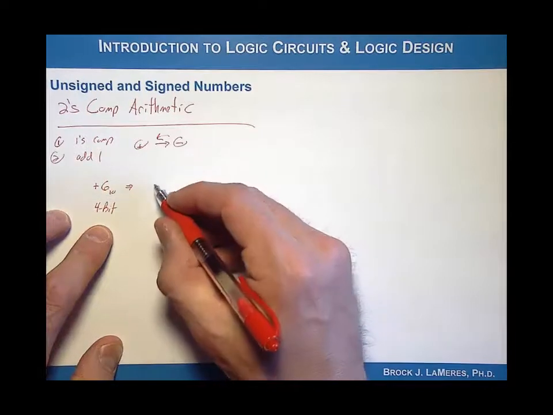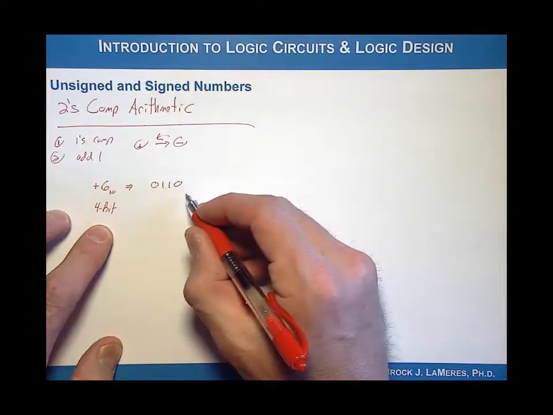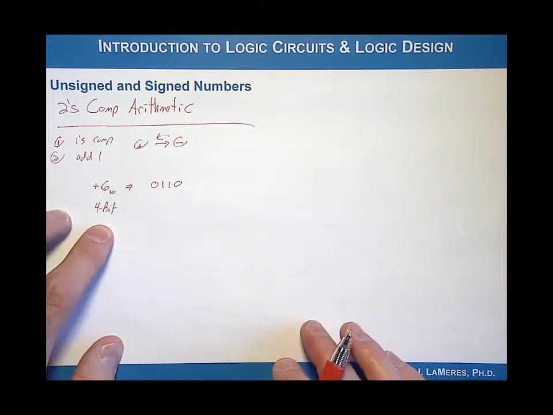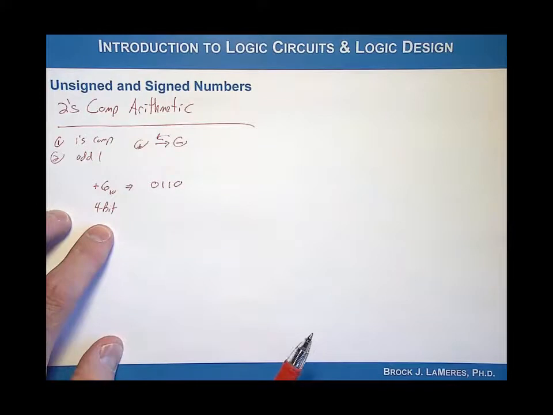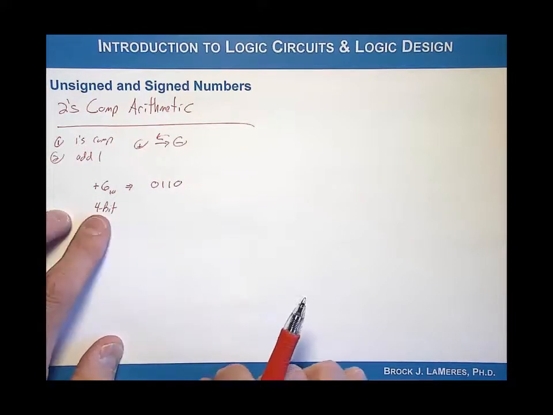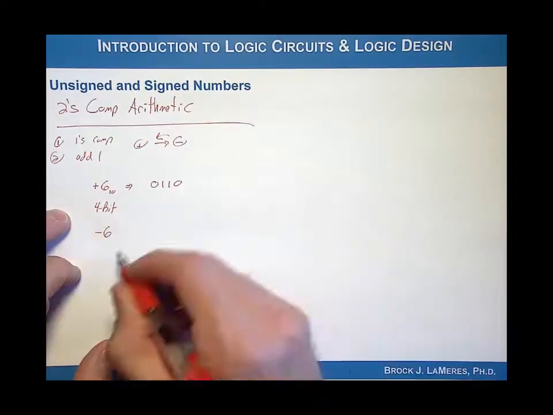0110 is what the code comes out to be. So that's equal to positive 6. And you can use the conversion algorithms if you wanted to figure that out, but I just happen to know it by looking it up in the table. And so I'm going to take that, and now I want to find negative 6 in 2's complement.